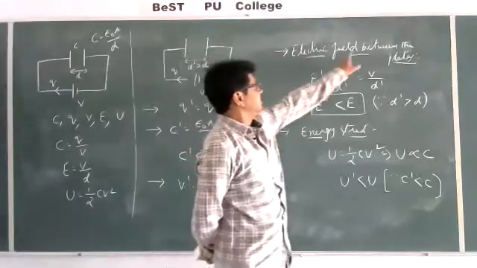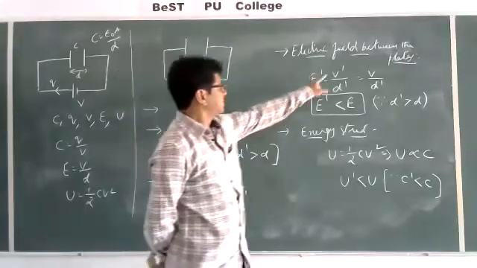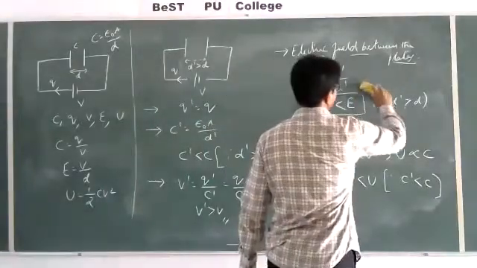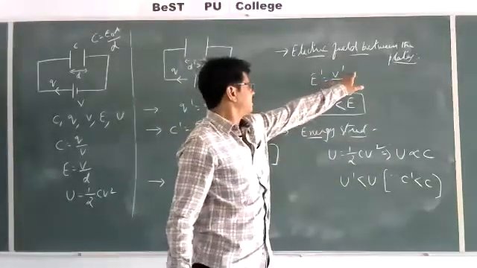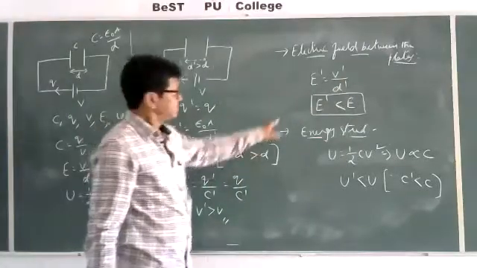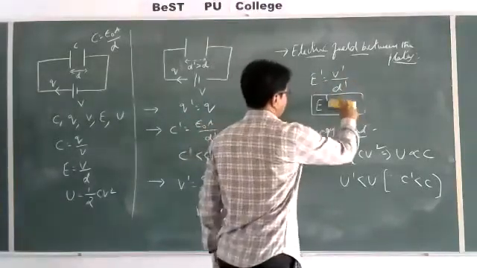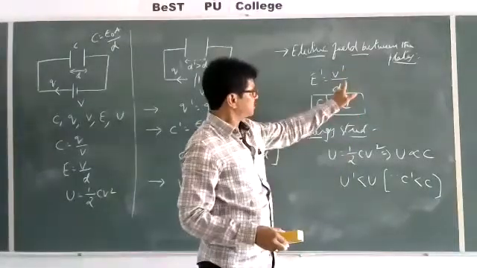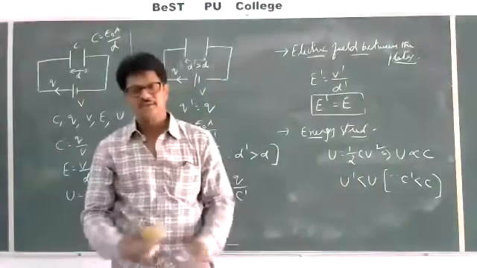What happens to the electric field between the plates? E dash is V dash by D dash. V dash is greater than V, and D dash is greater than D proportionally. So the electric field will remain constant. Potential increases, distance is also increasing, they cancel. Electric field between the two plates remains constant.